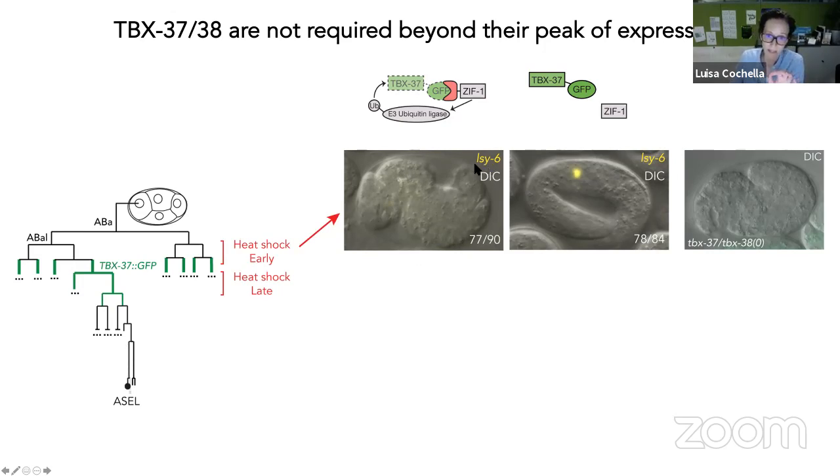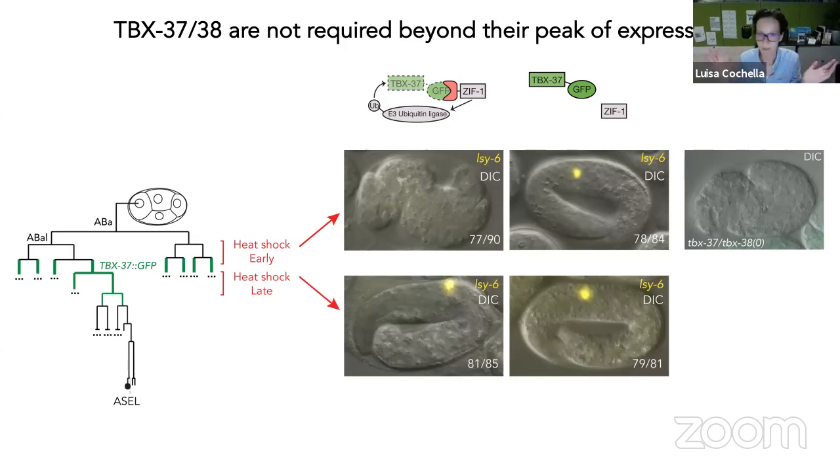Also, none of these animals is able to turn on LAUSI6, while all control animals develop morphologically normally and turn on LAUSI6. Okay, so the degron works. If we now heat shock, so we now activate expression of the degron 40 minutes later, which is roughly the duration of a cell division, now the embryos don't care at all. Essentially, degrading TBX at this later time point has absolutely no effect either on morphology or on LAUSI6 expression, very strongly indicating that these factors are only necessary early on. One can degrade them later on and development continues normally.